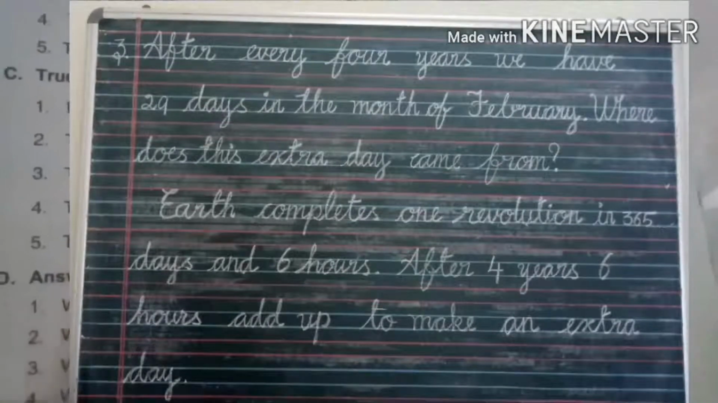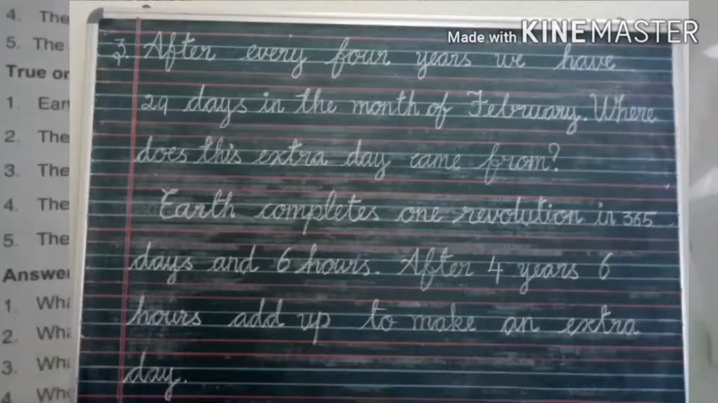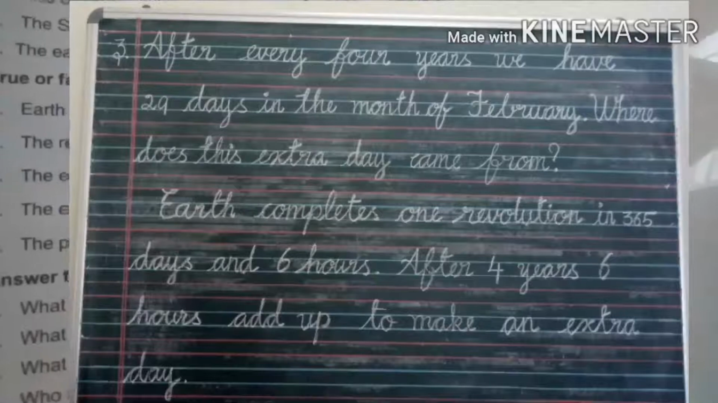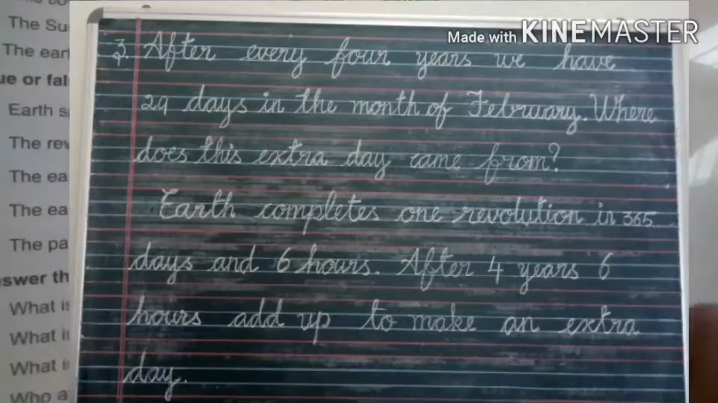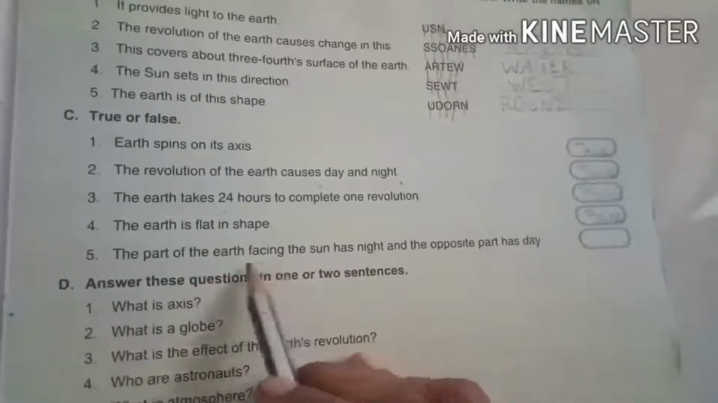Fifth one is, the part of the earth facing the sun has night and the opposite part has day. I repeat the question, children. Is it true? No. This statement is wrong because the part of the earth facing the sun will get day only, brightness only. And the opposite side will get night. So the statement is also false.